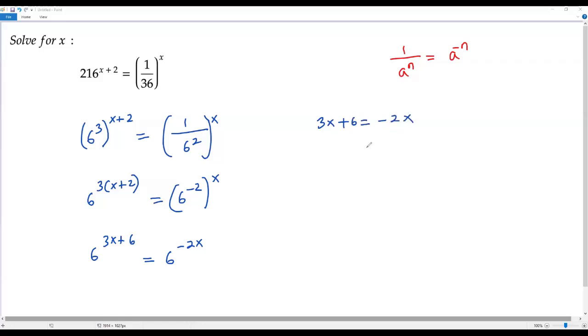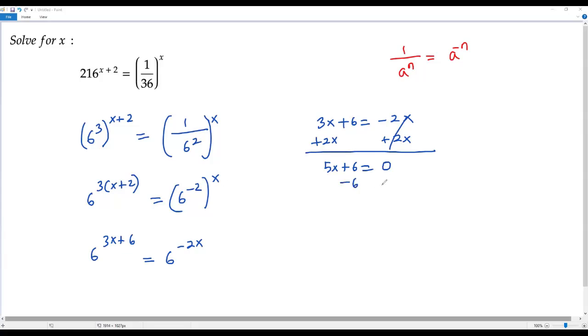Now my aim is to solve for x. Whenever I'm trying to solve for a variable in an equation, the variable should not appear on both sides of the equation. It has to appear on only one side, but here the variable appears on the left side and the right side as well. Let me get rid of the variable on the right side, that is, this negative 2x. For that, I add 2x to both sides. When I add 2x to both sides, negative 2x plus 2x cancels, and I'm getting 5x plus 6 equals 0.